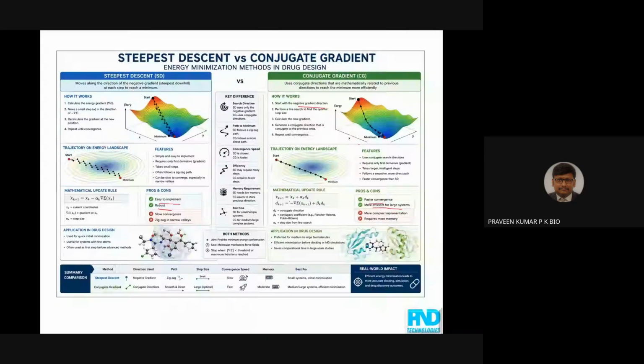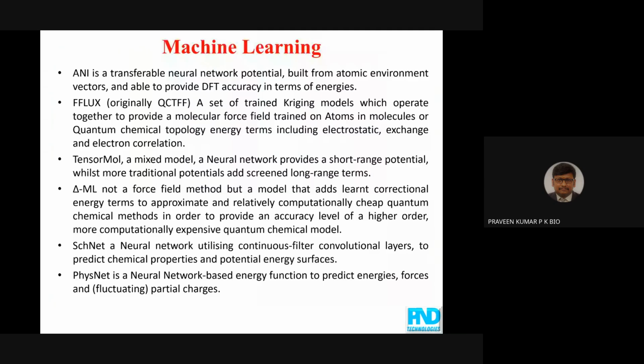For example, for the energy minimization of a protein, I suggest you go with the conjugate gradient. For small molecules, small compounds like this, go with the steepest descent. So again, for macromolecules like proteins, we go with the conjugate gradient, but for small molecules, we go with steepest descent. This is how the algorithms are developed accordingly.